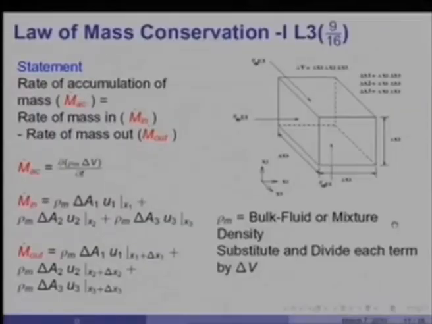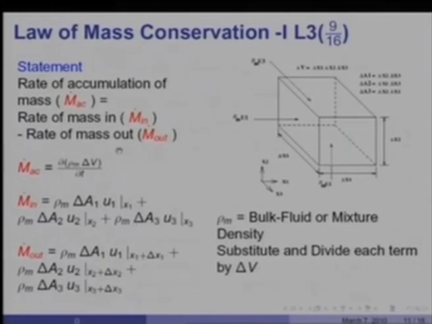Let us consider the very first law, conservation of mass. And here is a control volume. The verbal statement of the law is very simple. It says the rate of accumulation of mass within a control volume would equal the rate of mass in minus rate of mass out. Very simple to understand. There is no difficulty at all.